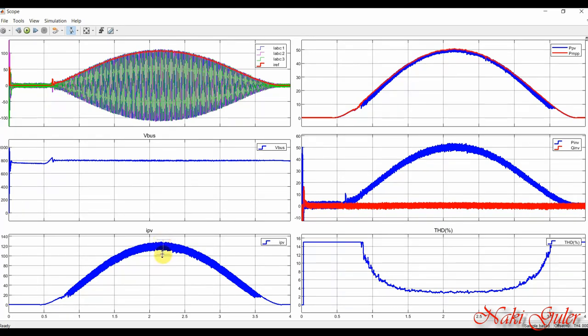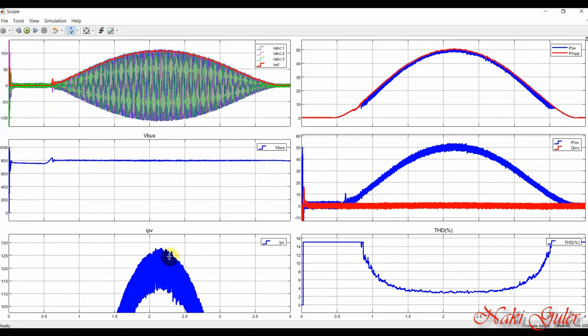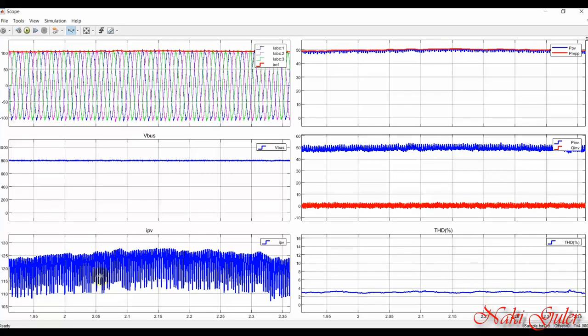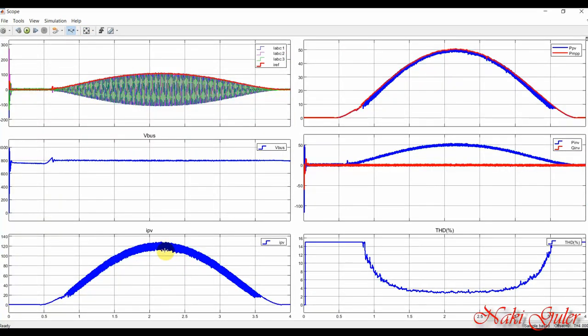Why? Because we calculate the inductor and capacitor parameters of the boost converter. We may check this part. The current ripple on the IPV increases to a maximum of 15 ampere, and we may reduce it, but I think it is enough. We said that we want to reduce it to a boundary current, 10 times. We want to reduce 10 times.